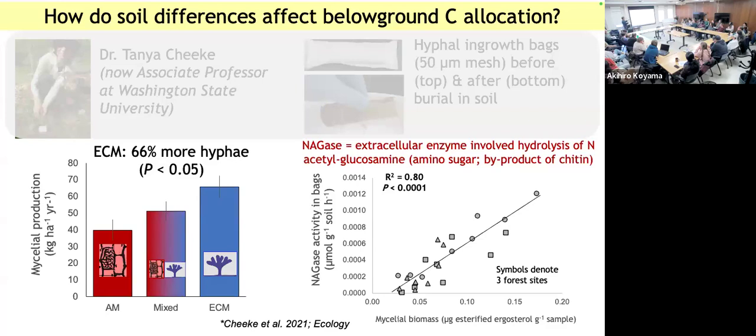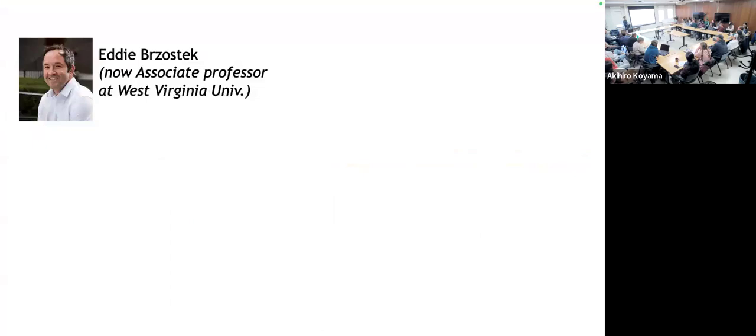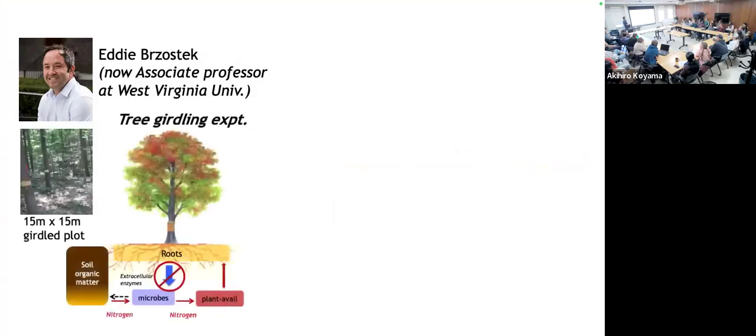Now, this was neat evidence, but it's largely correlative, right? We're looking at the enzymes and the hyphae in the same bag. So we wanted to do an experiment. Eddie Brzostek was a postdoc, and Eddie said, all right, well, how can we shut down carbon allocation below ground as a way of actually testing whether these syndromes might be different and driven by the roots?